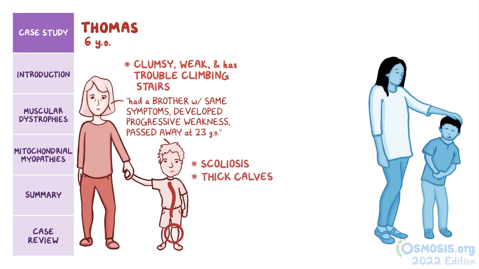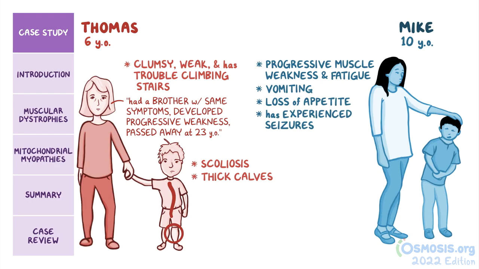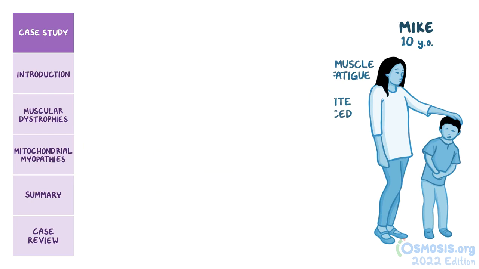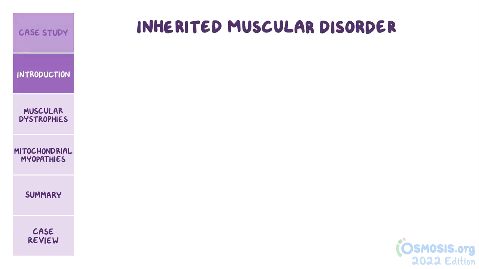Later that day, 29-year-old Sarah comes to the clinic with her 10-year-old son Mike because of progressive muscle weakness and fatigue, as well as vomiting and loss of appetite. In addition, she mentions that he has experienced seizures. Based on the clinical findings, the physician concludes that both children have some form of inherited muscular disorder and orders genetic testing to confirm the diagnosis.